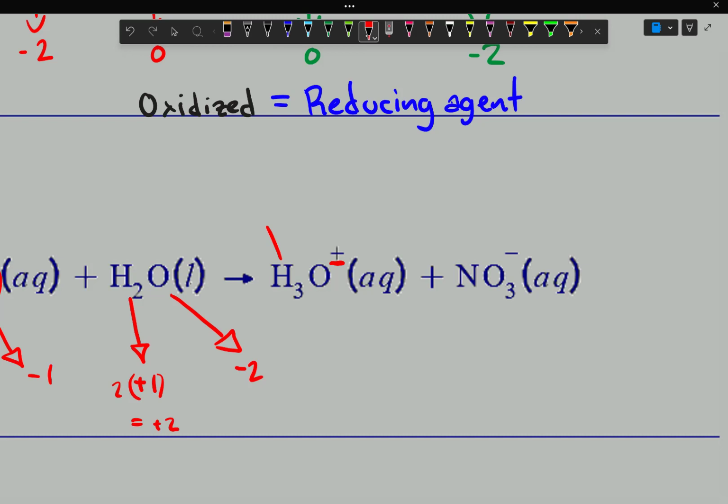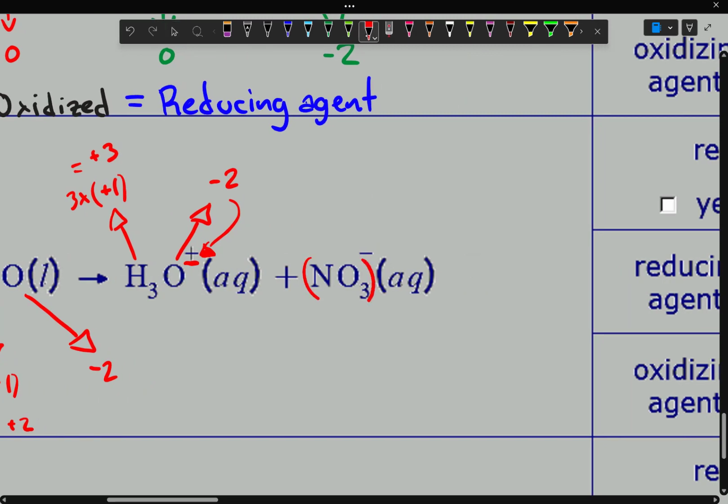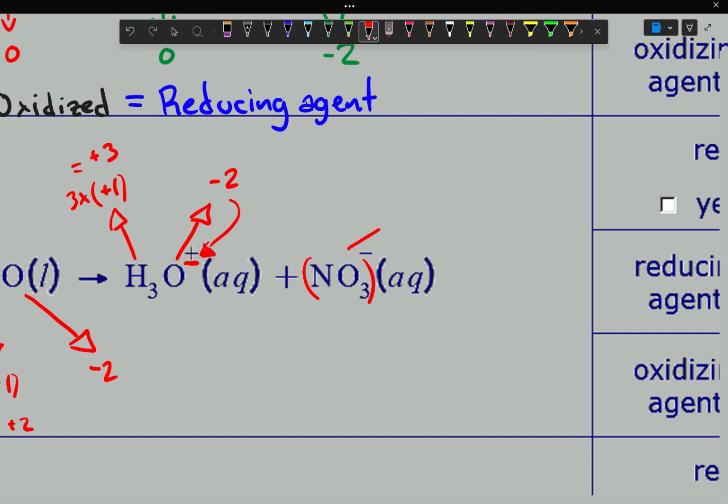So as usual, H is going to be +1, and we have 3 of them. So that is going to equal +3. And then oxygen has a charge of -2. +3 plus -2 gives us our +1 charge. So that works out. And then we have a lone nitrate polyatomic, and we don't need to know anything for that. We know that nitrate has a -1 charge.